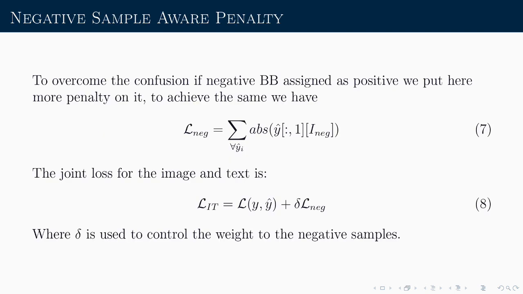There are two classes in our dataset: positive bounding box class and negative bounding box class. To overcome the confusion, if a negative bounding box is assigned as positive, we put more penalty on it. So we come up with a penalty loss, defined as the likelihood of the negative bounding boxes which are predicted as positive, and we add this penalty loss along with a regularization parameter to the total loss defined in the previous slide.